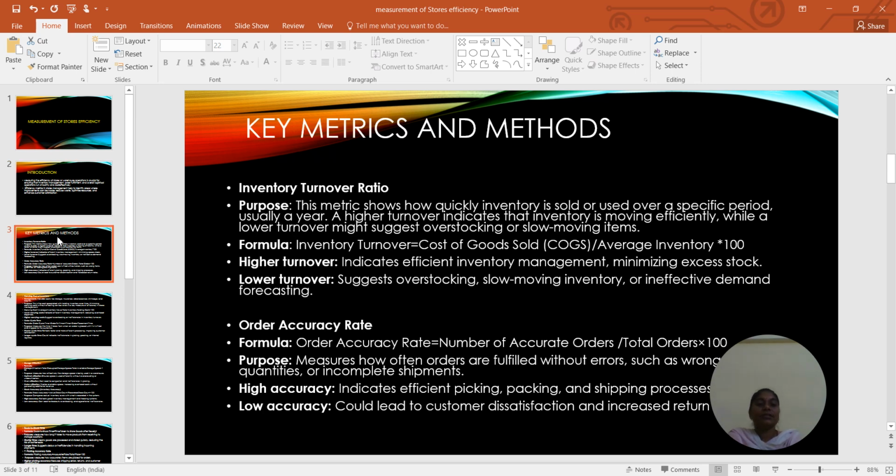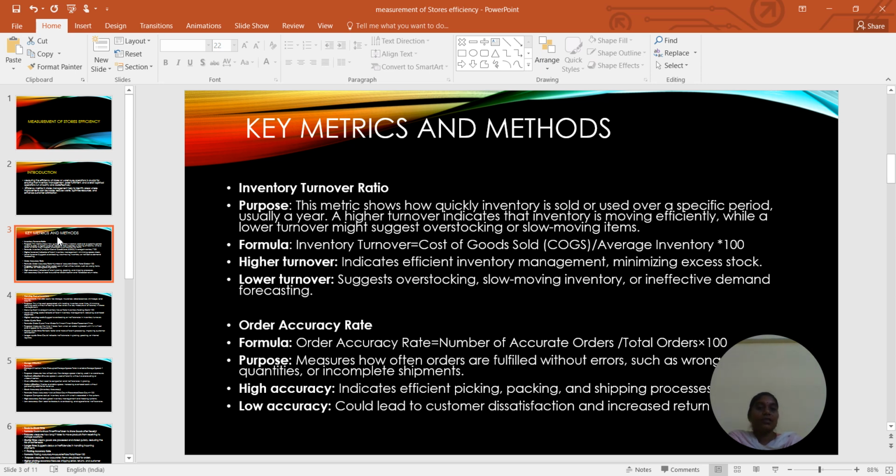Key metrics and methods of measuring store efficiencies. Here, first let's go for the inventory turnover ratio. This metric shows how quickly inventory is sold or used over a specific period, usually a year.